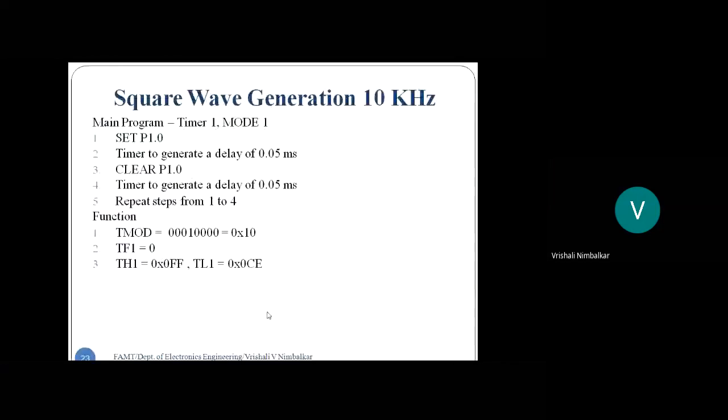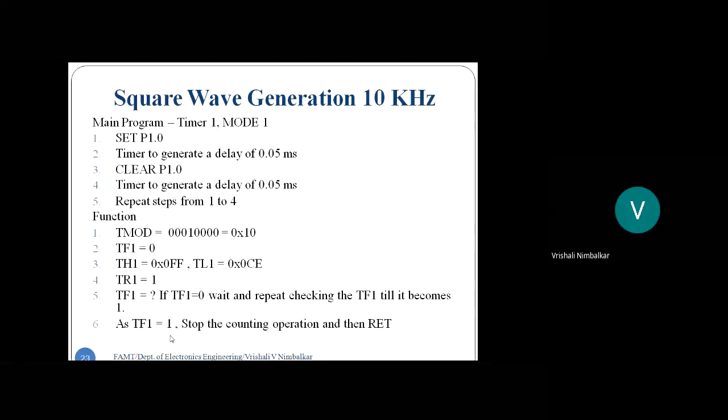The next thing is to start the counting operation, so the run bit is set. Then we keep on checking the TF flag bit. If the flag bit is 0, we wait and keep on checking the same flag. And if the flag is 1, we will stop the counting operation and return to the main program. Is that okay?